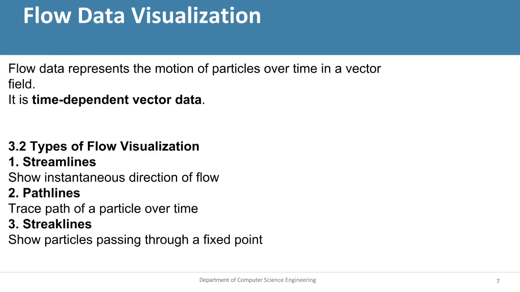Flow data represents how particles move over time in a vector field. It is time-dependent and is used in applications like weather prediction, fluid dynamics, and airflow analysis.